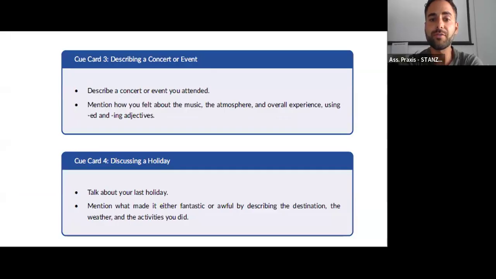Describe a concert or event you attended. Mention how you felt about the music, the atmosphere, and overall experience, using -ed and -ing adjectives. Cue card 4, discussing a holiday. Talk about your last holiday. Mention what made it either fantastic or awful by describing the destination, the weather, and the activities you did.